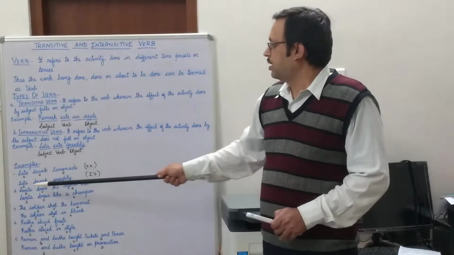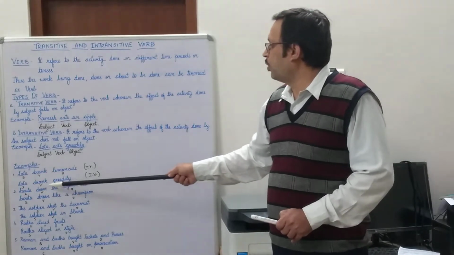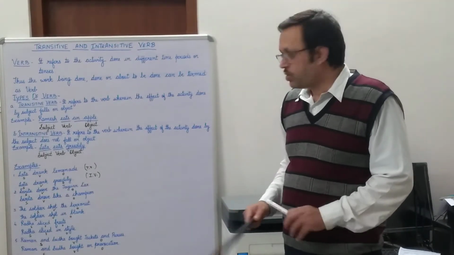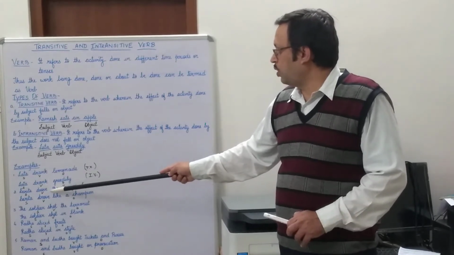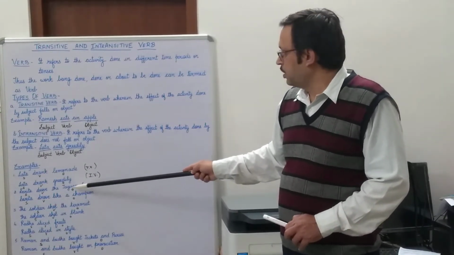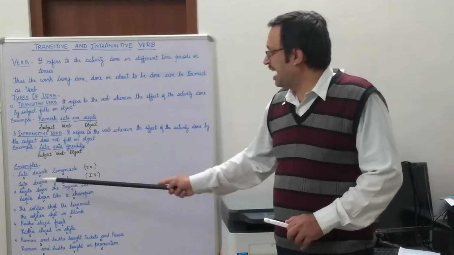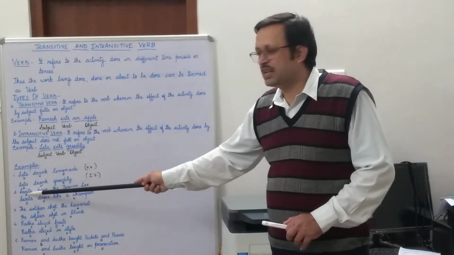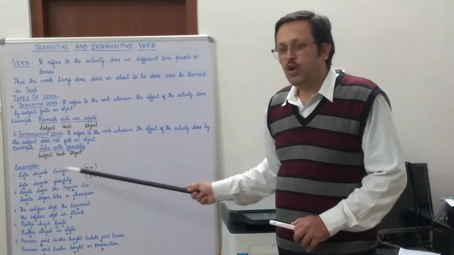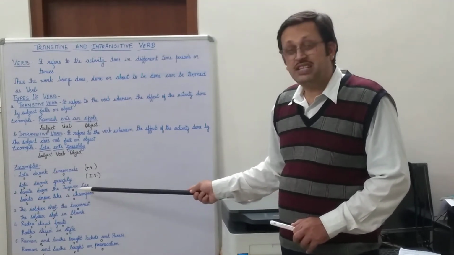Now the second example, "Sarita drove the Jaguar car." Okay, so here the subject is Sarita, the verb is drove, and the Jaguar car is the object. So actually what is happening? The activity being done is drove. And who has done that activity? The subject is Sarita. And the effect is, here the object is the Jaguar car.